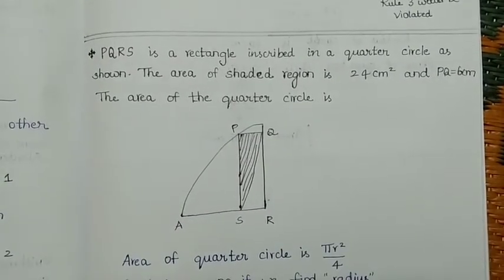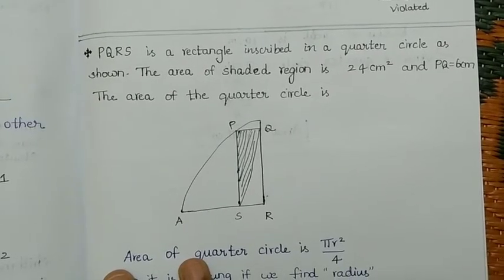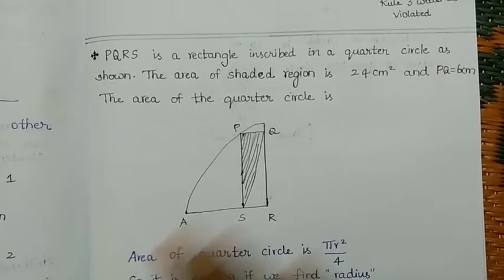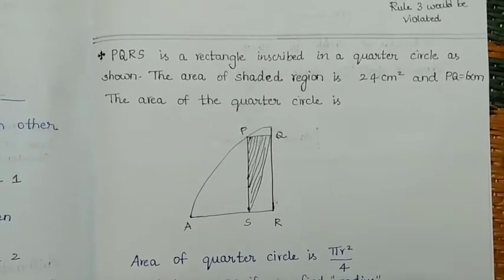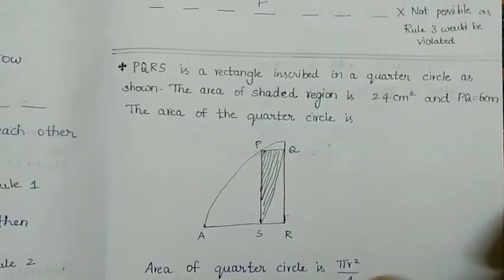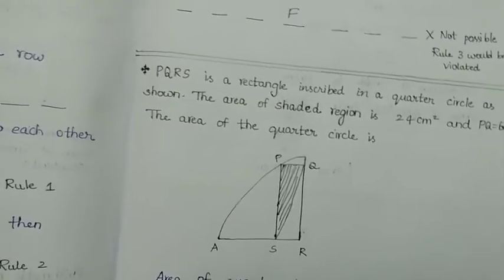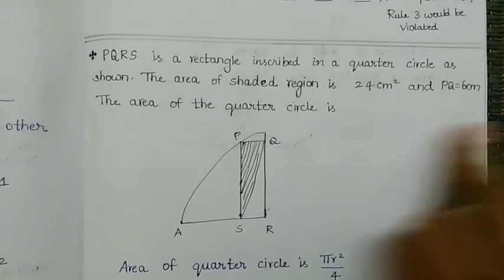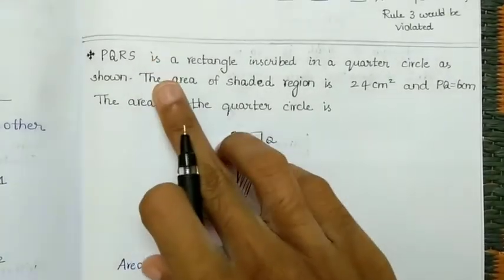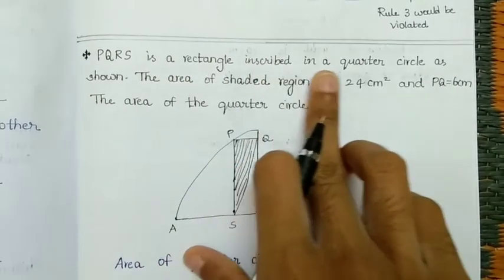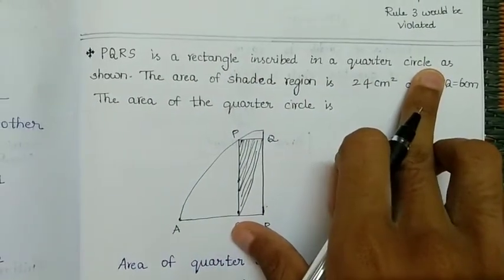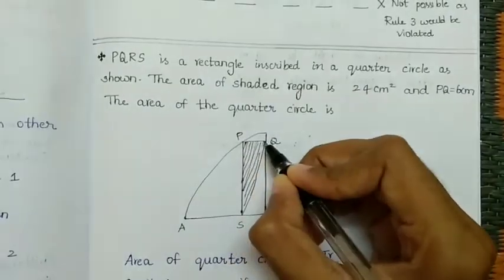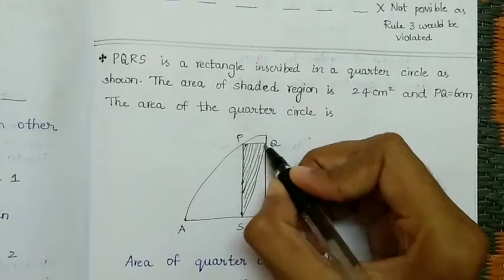So let's discuss a problem from the CSIR NET General Aptitude section. So here it is. If PQRS is a rectangle inscribed in a quarter circle, as shown. So this is PQRS. You can clearly see this.